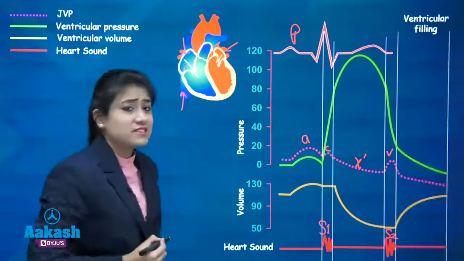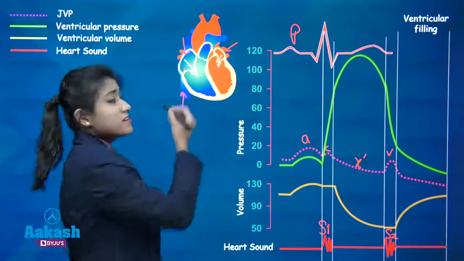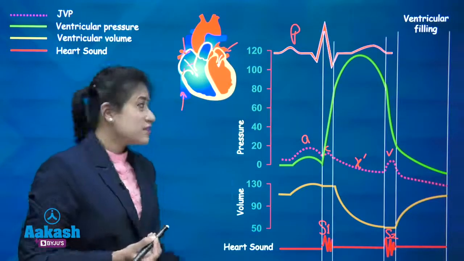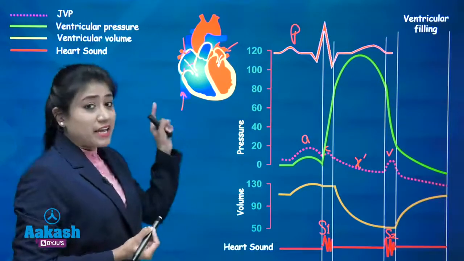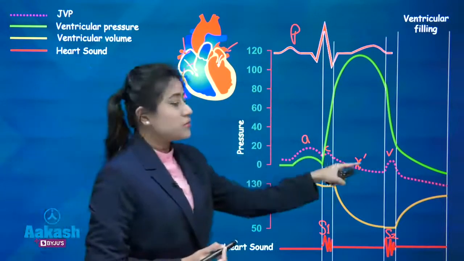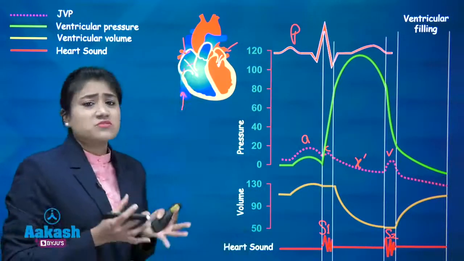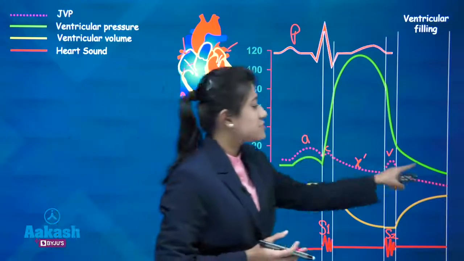Now what is the next phase? Next phase is your ventricular filling. It starts when your AV valves get open. So now AV valves get open and now blood is coming from the atria into the ventricle, leading to what? Ventricular filling. And remember guys, here ventricles is very relaxed, so its pressure is decreasing.